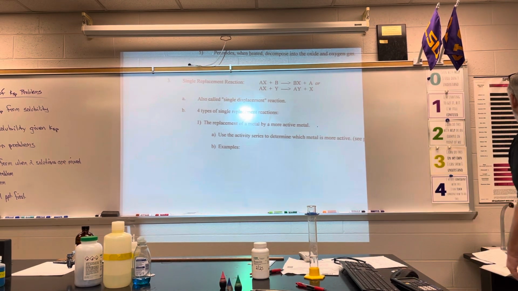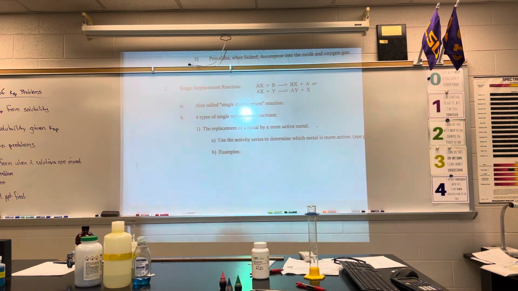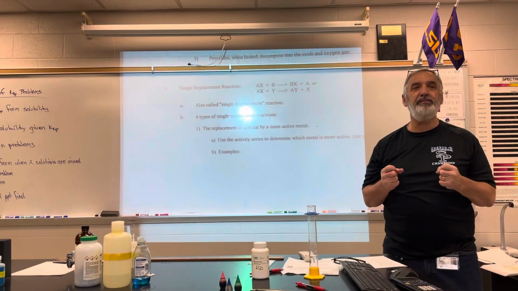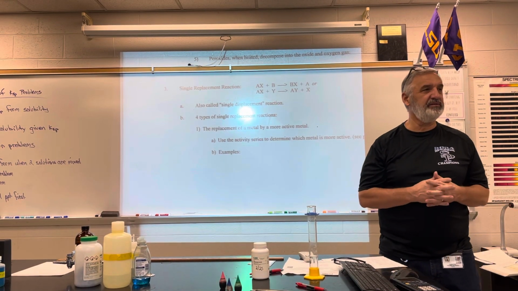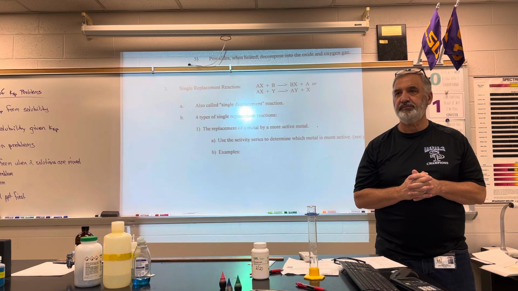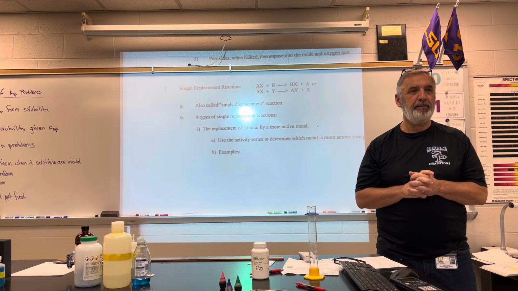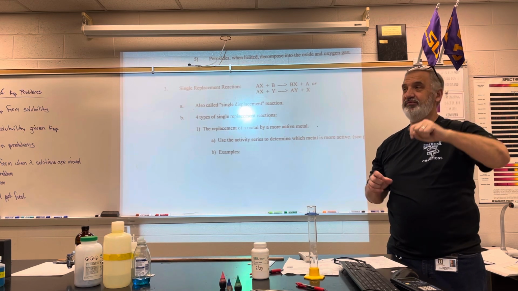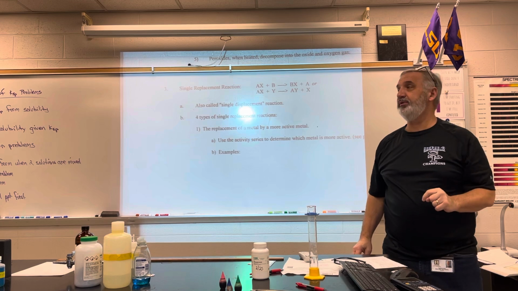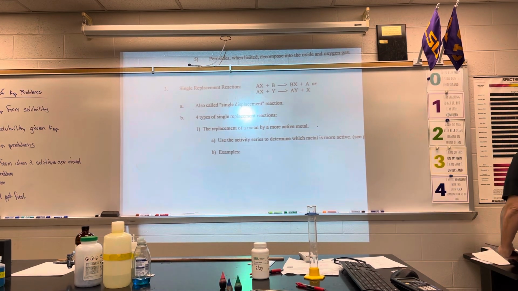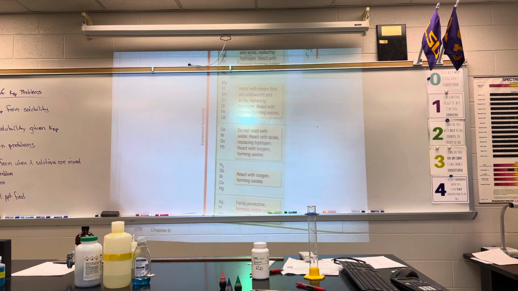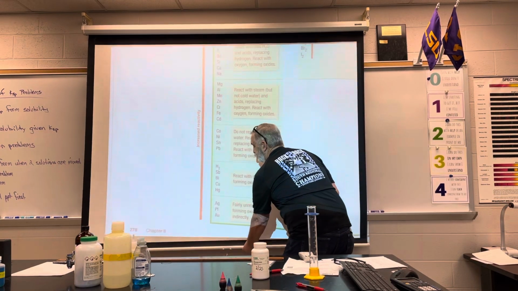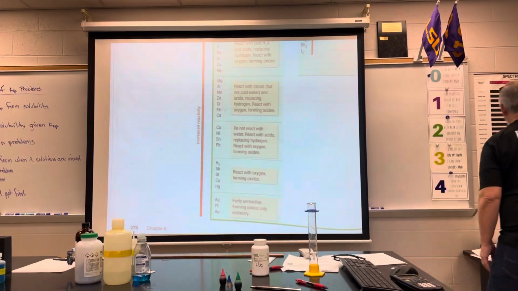We talked about single replacement reactions. We did a couple yesterday, the replacement of a metal by a more active metal. How do we know if one metal is more active than another metal? The chart. Anybody know the name of that chart? Periodicity. No, that's that chart, but that's not the one we're going to use. We're going to use the one on page 278 in your book, and it's called the activity series, the activity series of the metals.